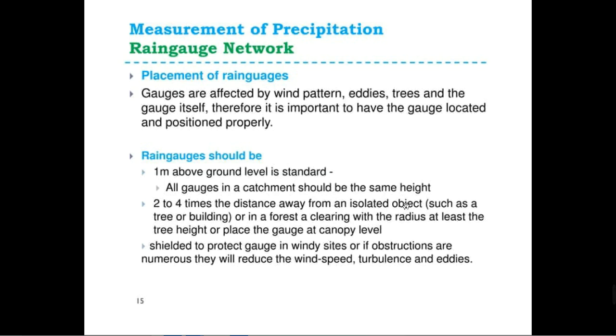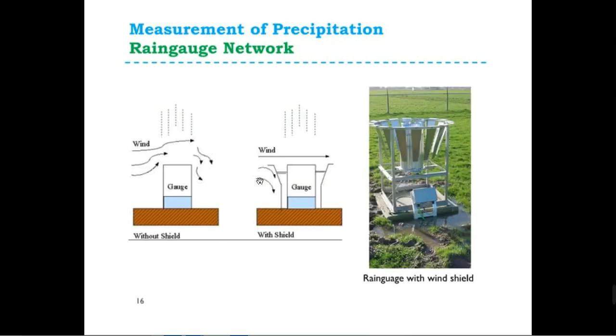So we can locate it here at canopy level. Normally, canopy means the sun side of the building, right? We can place the rain gauges shielded to protect the gauge on windy sides. If obstructions are numerous, they reduce the wind speed, turbulence, and eddy. The measurement of rain gauge network, rain gauges without shield and with shield. These are the pictures of a rain gauge with wind shield.